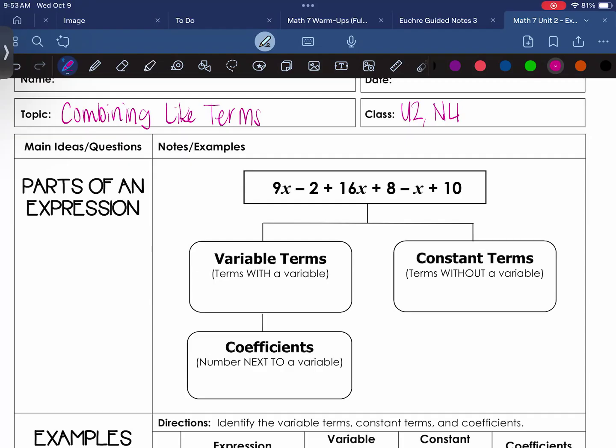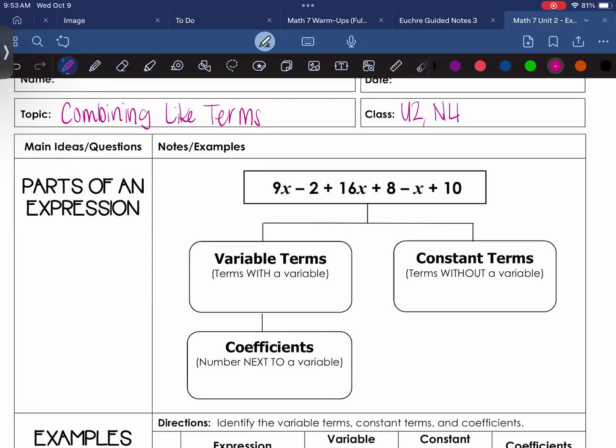All right, so we've already learned how to create expressions, how to evaluate expressions when you substitute numbers in for the variables or for the letters, right? Now you're going to learn what to do when you have this big long expression. You're going to learn how to make it smaller before you can evaluate anything. So let's go over the parts of the expression, what we call the terms in there.